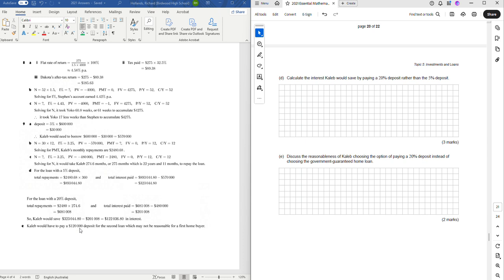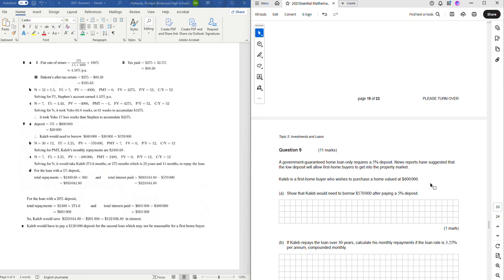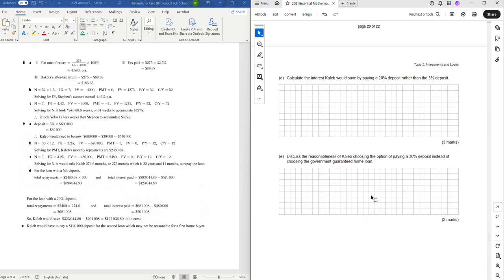Caleb would have to pay a $120,000 deposit for the second loan. Discuss the reasonableness of Caleb choosing the option of paying a 20% deposit instead of choosing the government guaranteed home loan. He'd have to pay $120,000 up front for the second loan, which may not be reasonable because he's a first home buyer. He's looking to get into the market soon. He might not be able to come up with that $120,000 deposit compared to the $30,000 that he originally was allowed. So it might not be realistic.